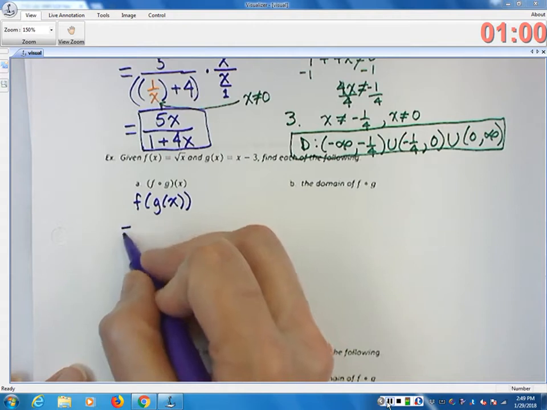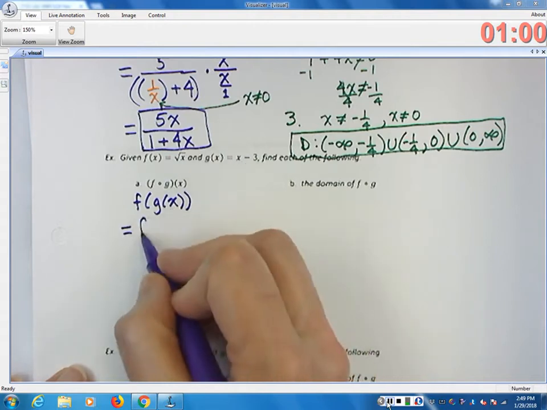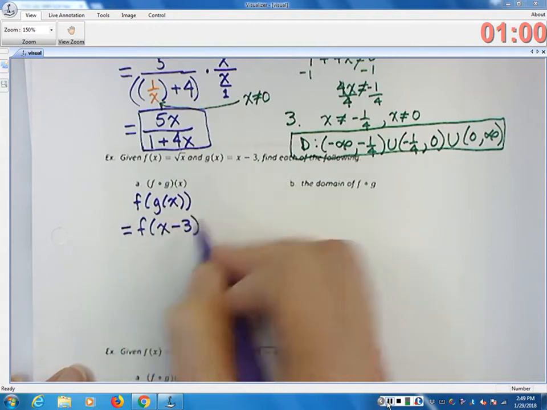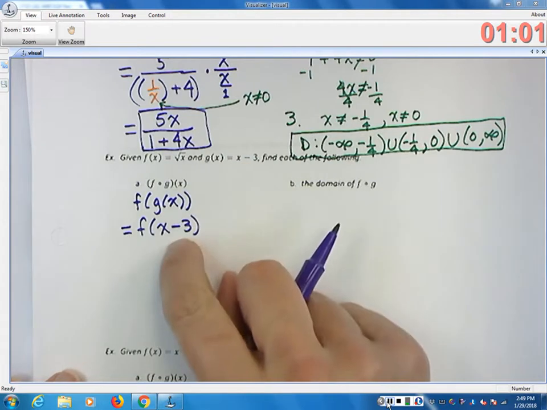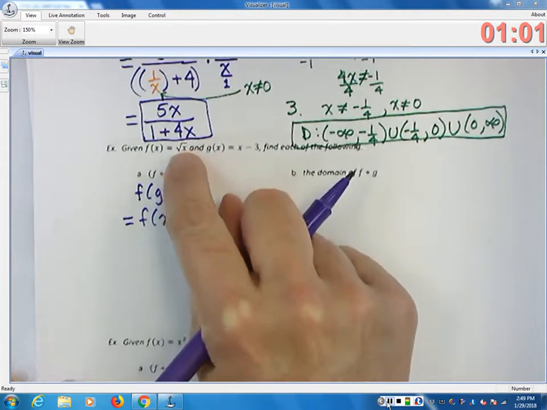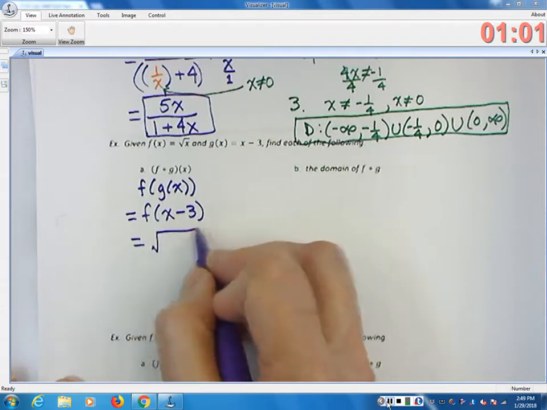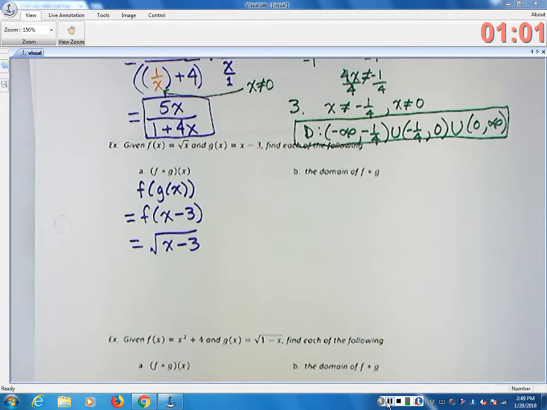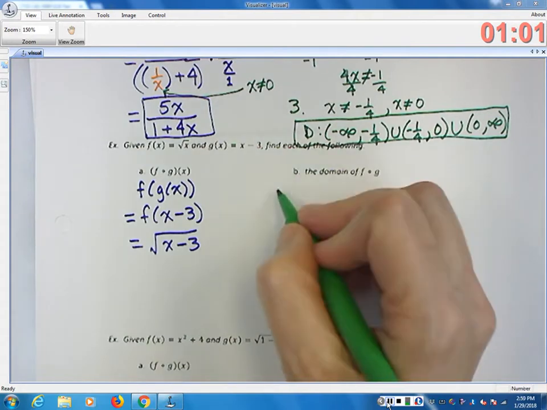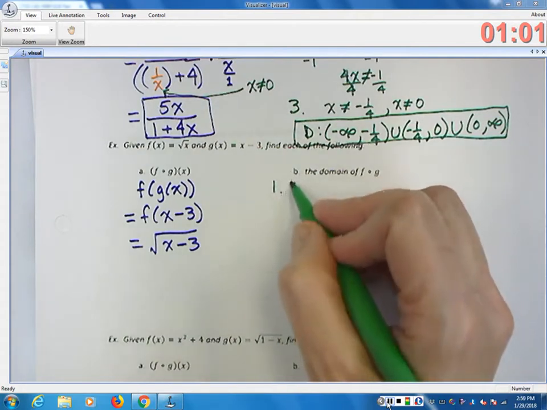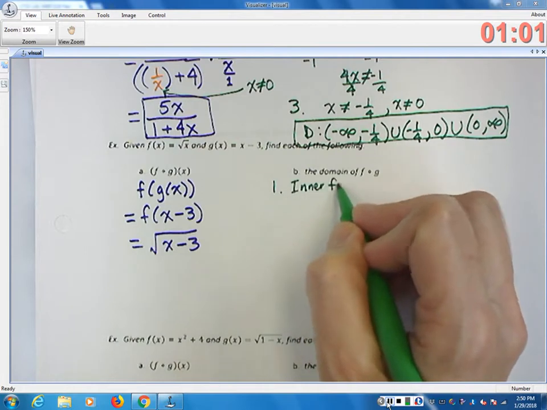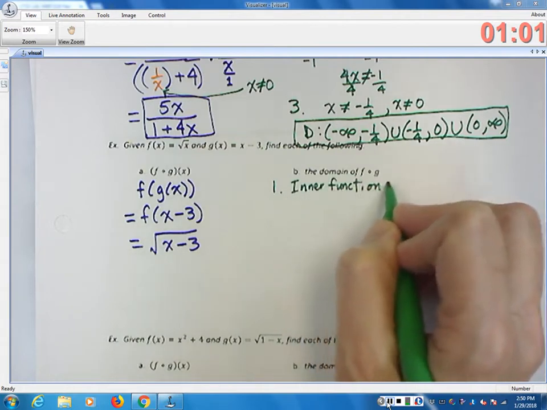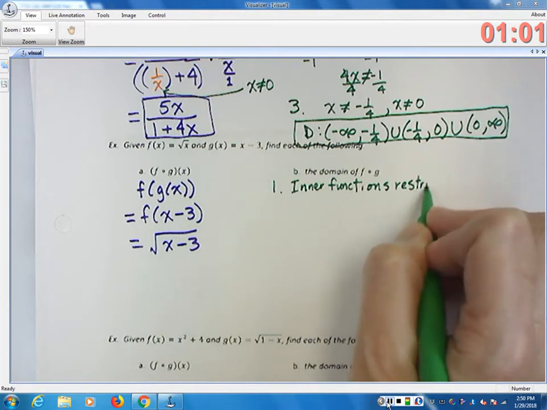So replace g of x with what it is. f of x minus 3. g of x is x minus 3. Now, everywhere you have an x, you're going to replace that with x minus 3. All right, so doing these steps, we're looking at the inner function's restrictions.